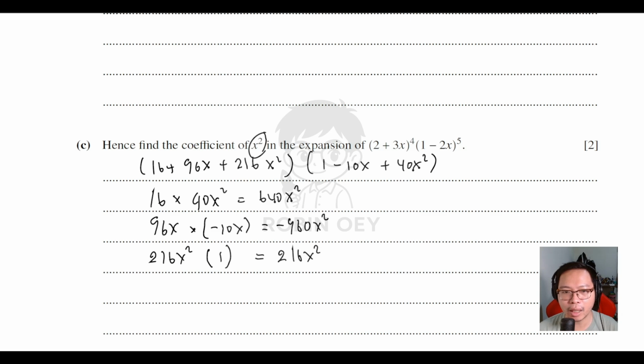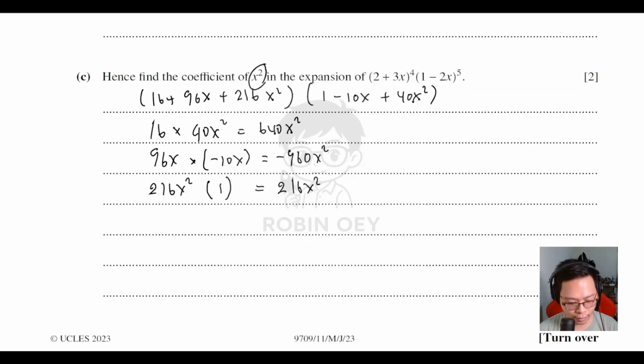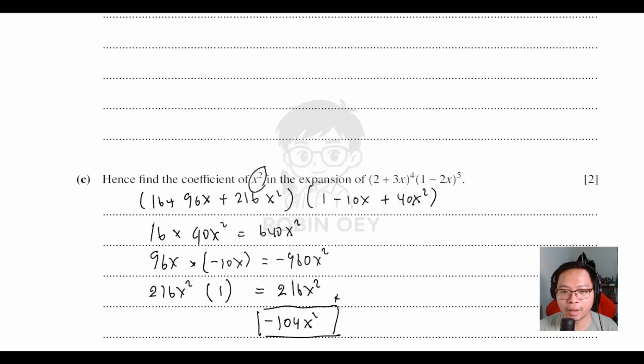Okay, so if we add everything together, this will be -104x squared. So the coefficient of x squared in the expansion of the expression is -104x squared, or just -104. Okay, that's it for number 2.